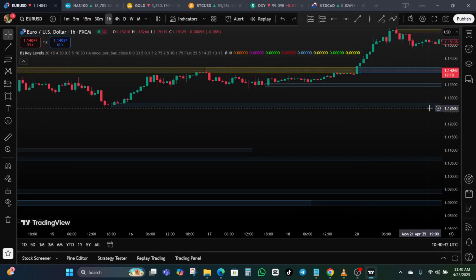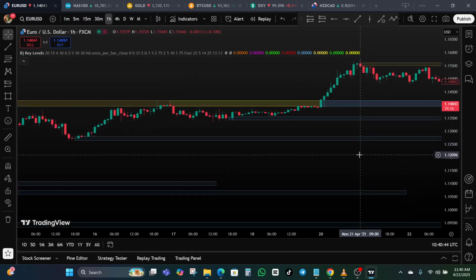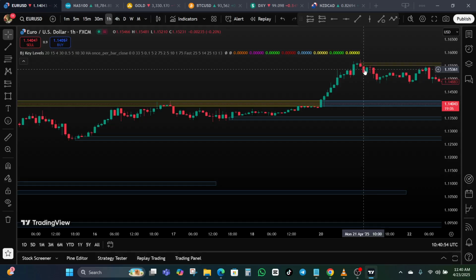Now, is that not going to be a good opportunity to sell, right? So let's say you get a rejection wick and it's followed by an engulfing bearish candle. That's the signal, right? You're looking to short. You're looking for a good opportunity to enter a sell trade.